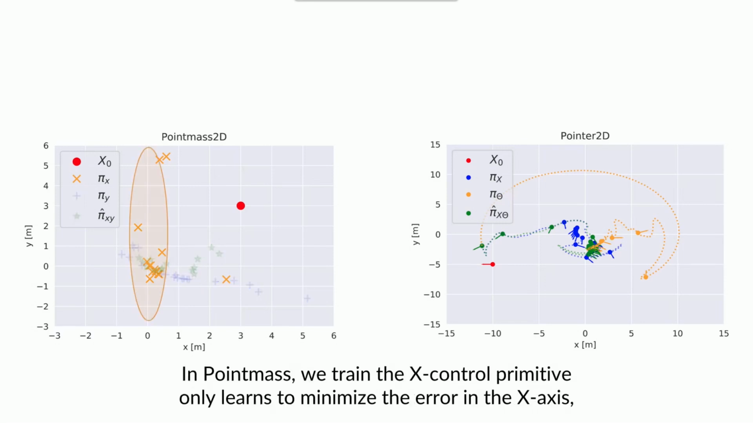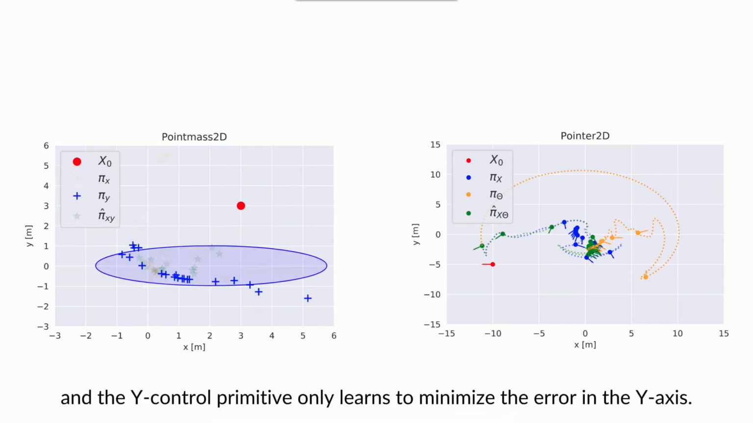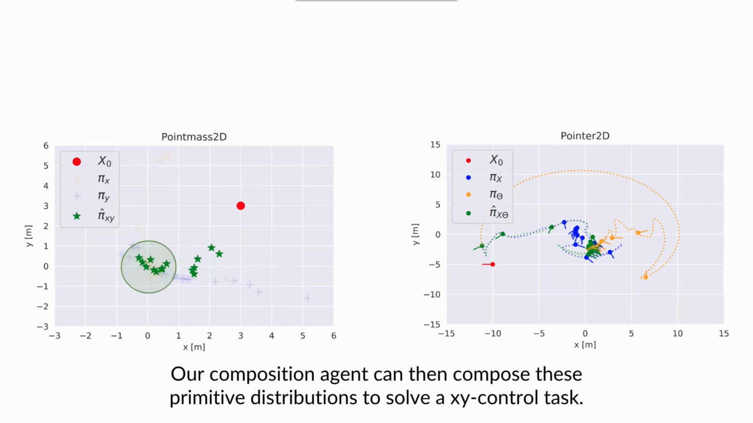In point mass, we train the X-control primitive, which only learns to minimize the error in the X-axis, and the Y-control primitive, which only learns to minimize the error in the Y-axis. Our composition agent can then compose these primitive distributions to solve an XY control task.